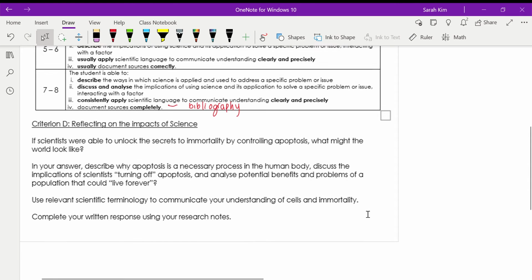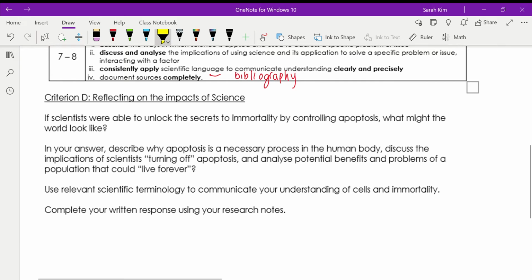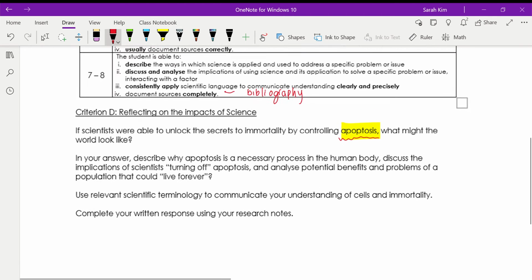So basically what you get is this little paragraph. This is the question you want to answer. If scientists were able to unlock the secrets to immortality by controlling apoptosis, what might the world look like? So the first thing is probably figuring out what this word means. Now I will link some videos and some resources you can have a look at, but it's your responsibility that you understand what apoptosis means. So you need to refer to that in your discussion.